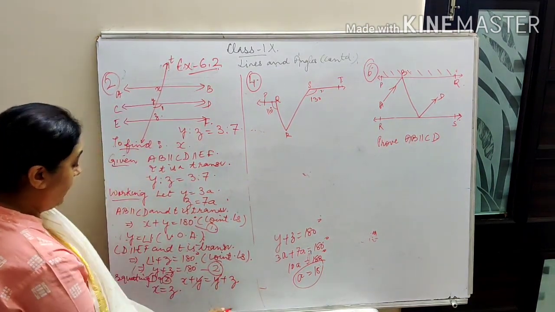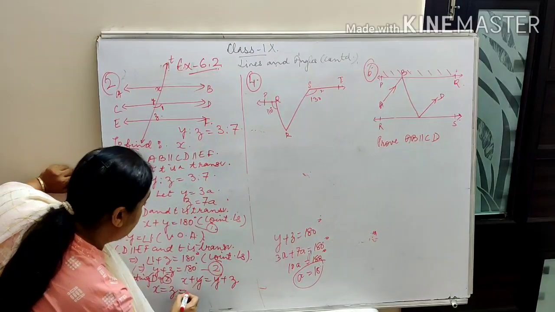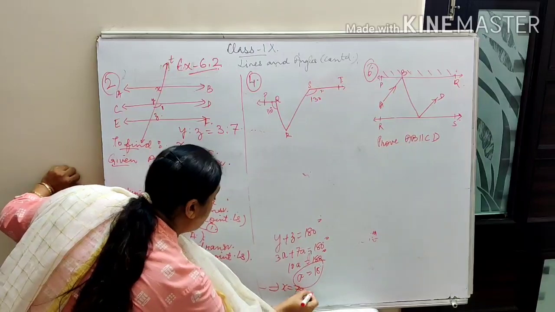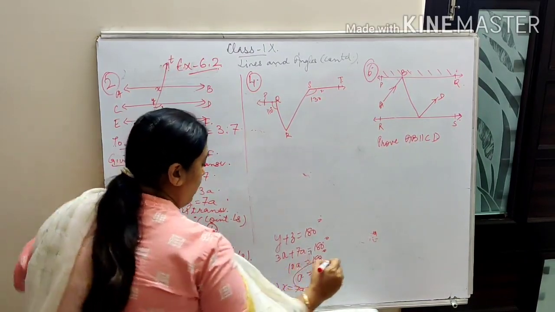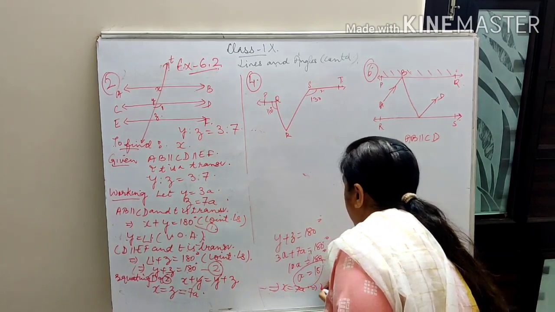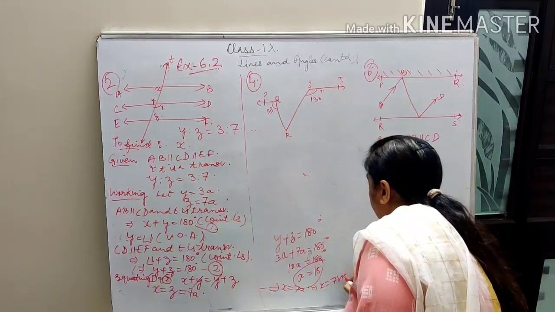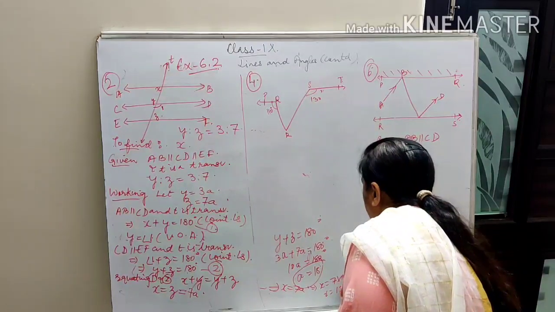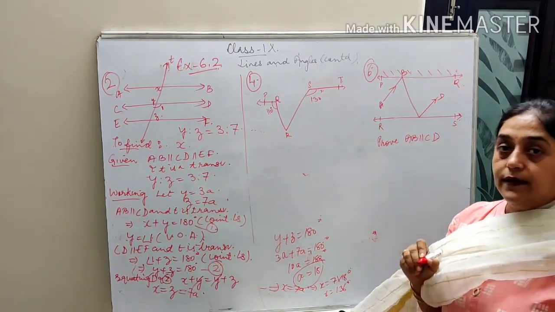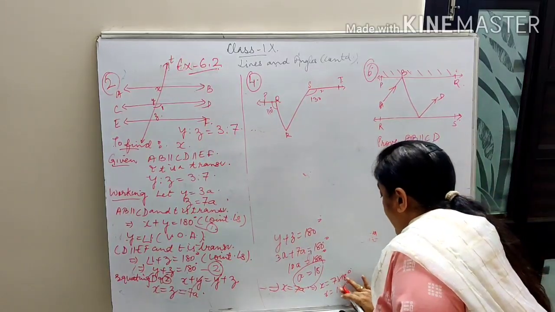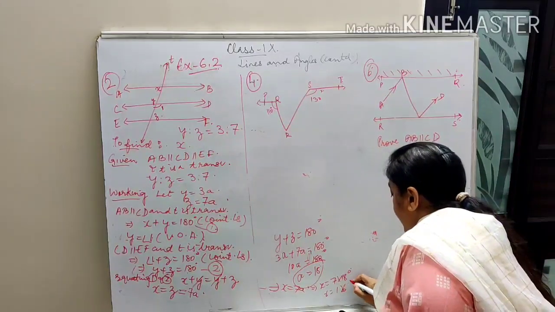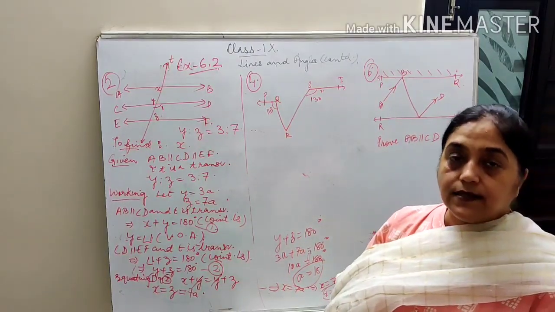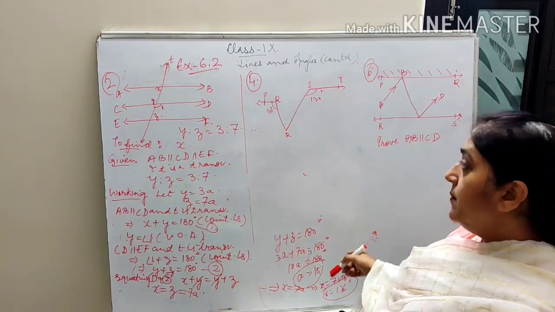X is equal to Z, and what was Z? Z was 7a. This implies, because X is equal to 7a, X comes out to be 7 into 18. So X comes out to be 126 degrees. Got it? Your X comes out to be 126 degrees. This is the way you will be attempting question number 2.